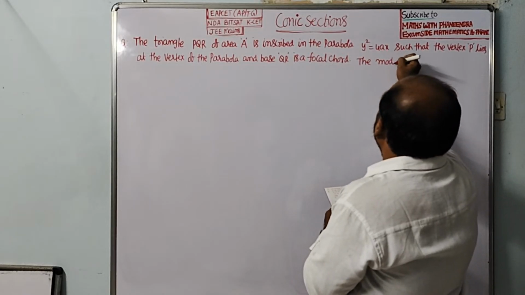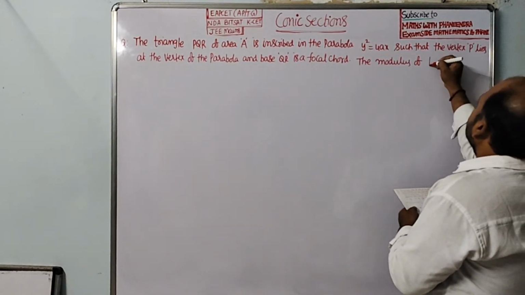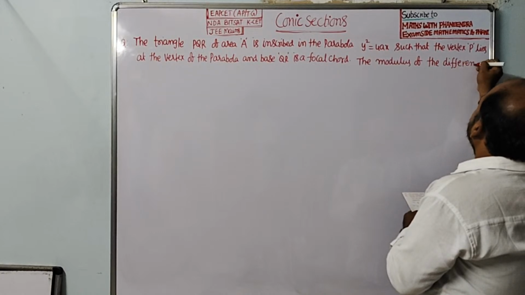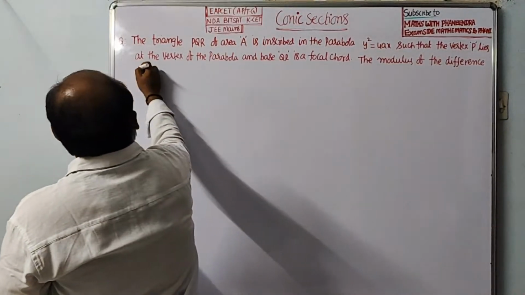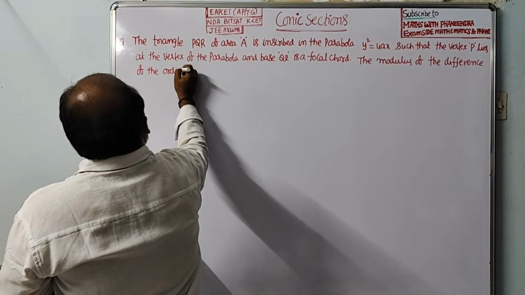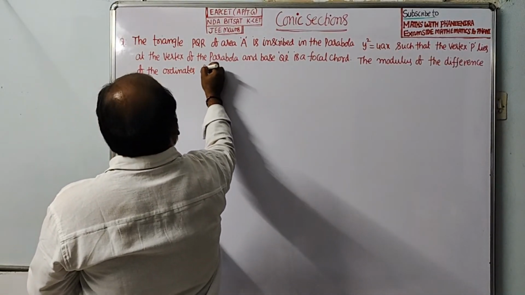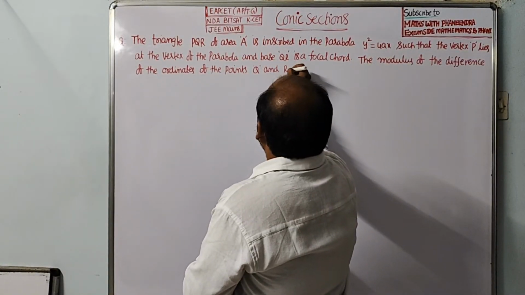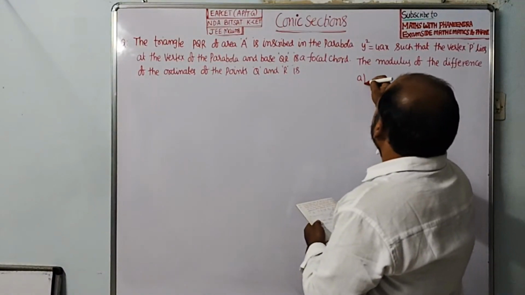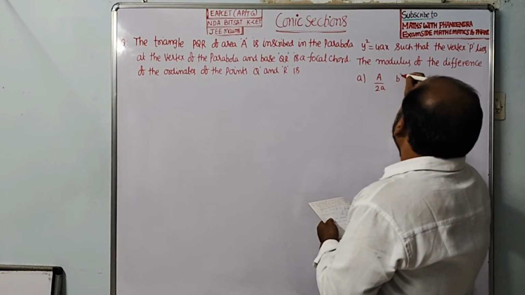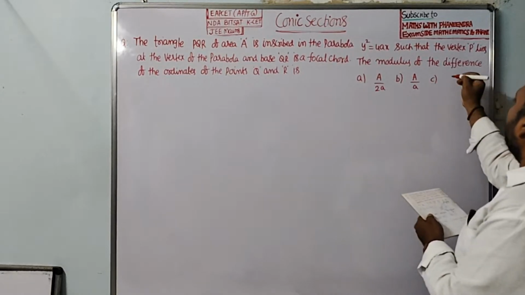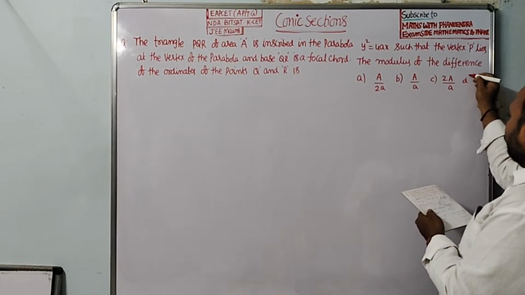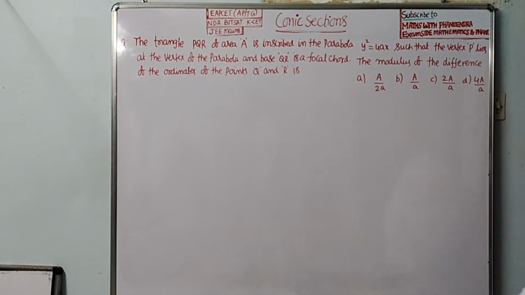The modulus of the difference of the ordinates of the points Q and R is: first option, capital A by 2a; second option, capital A by small a; third option, 2 times of capital A by small a; fourth, 4 times of capital A by small a. Yeah, any idea to get that?